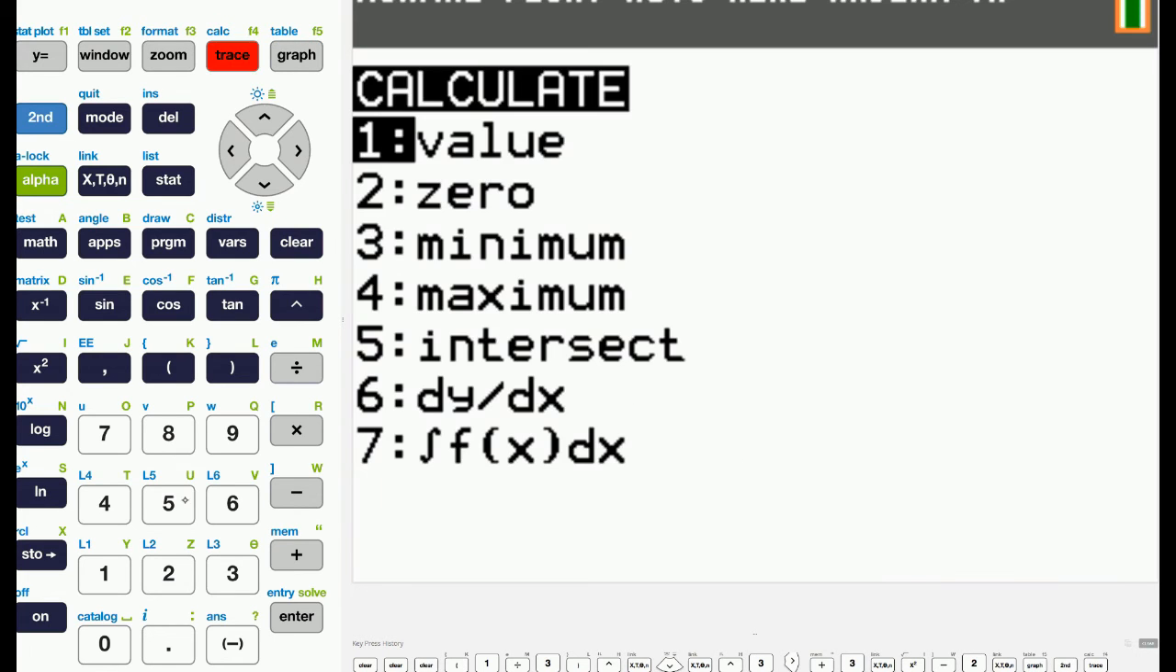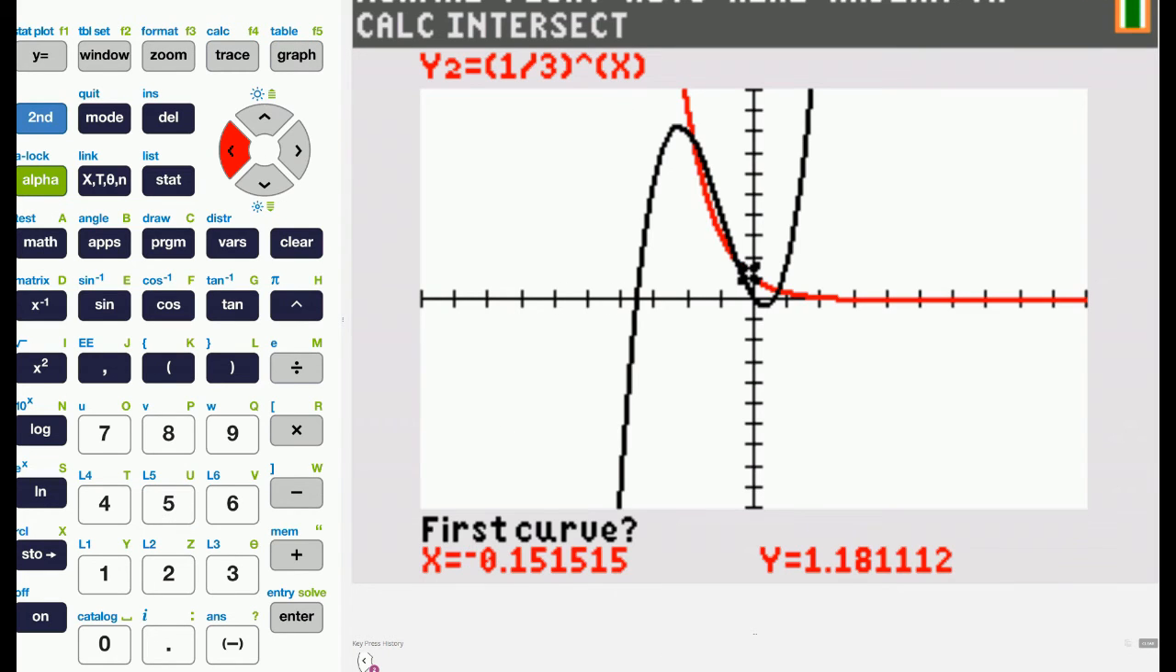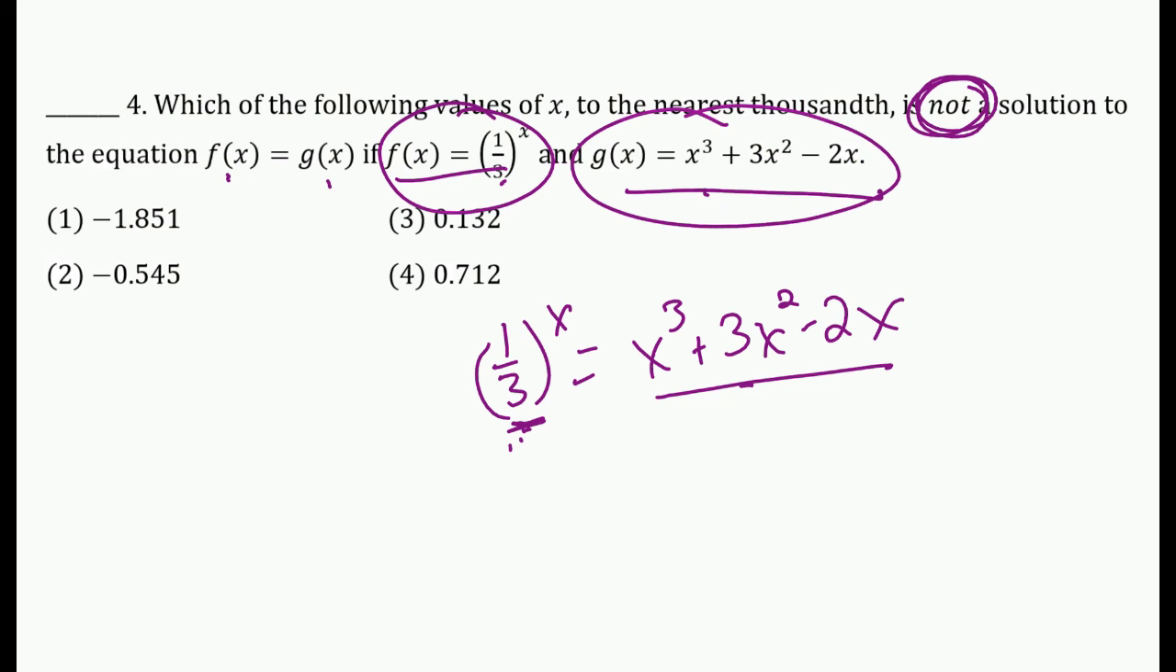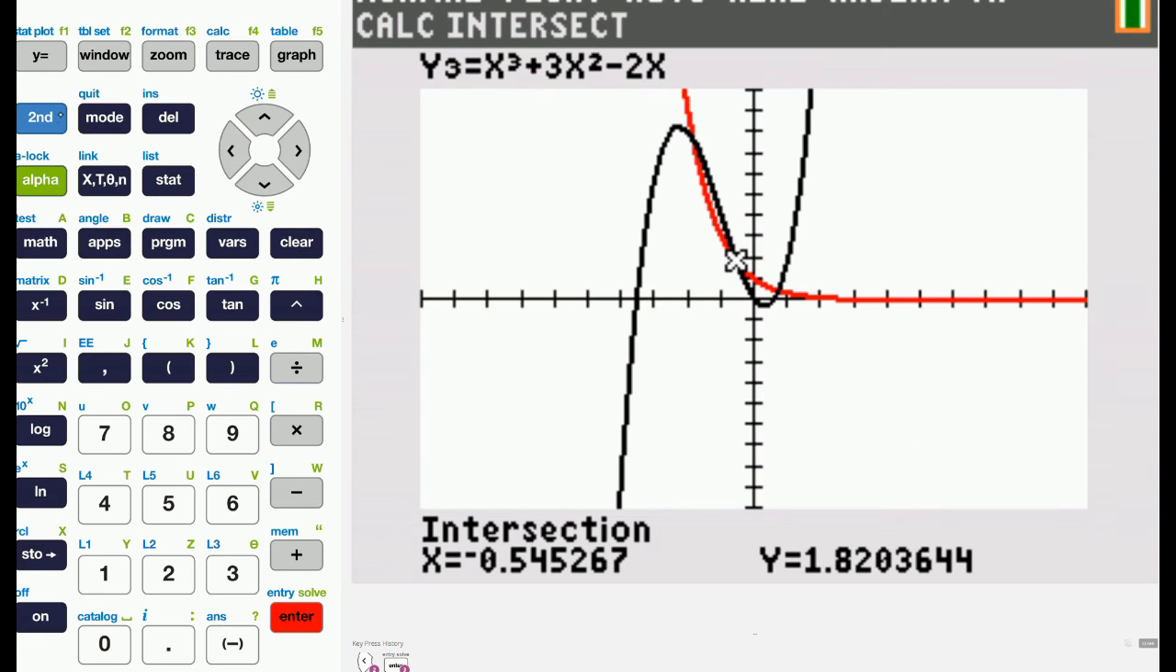Well, what are those intersection points? Let's move Mr. Blinky close to one of them. Negative 0.545. X equals negative 0.545. That one works. I want which one is not. So that one is approximately a solution, so we cross it off. And we rinse and repeat.